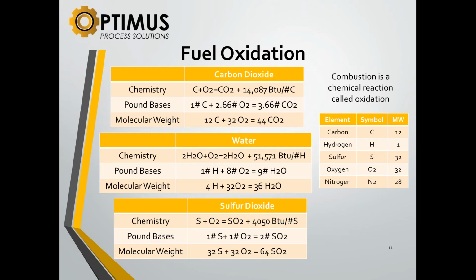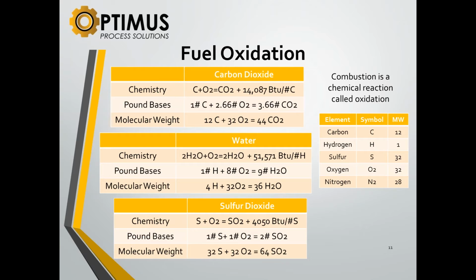So as I was talking about before, this is all basic chemistry. Take carbon and oxygen, make carbon dioxide. 1 pound of carbon will result in 14,000 BTUs per pound. And you always want a higher BTU per pound. Right.